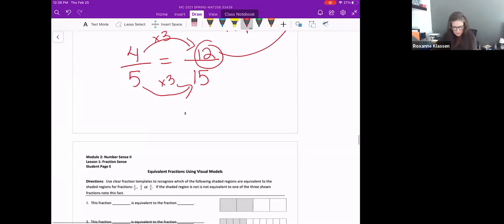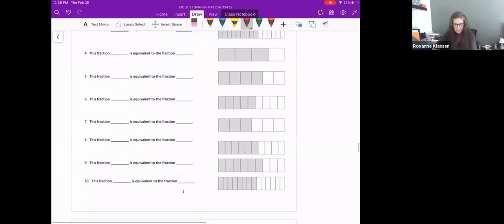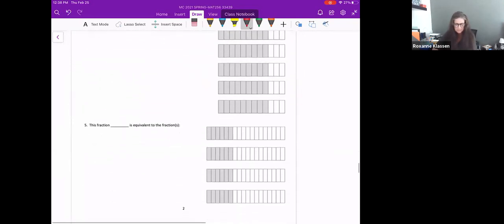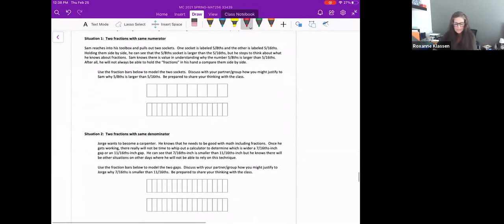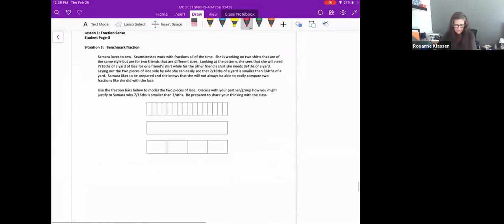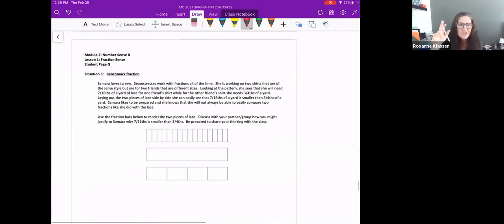Okay, notice this goes on and talks about equivalent fractions here, and it even gives you some scenarios of same denominator, same numerator. So those would be kind of fun if you need those. The one we didn't talk about the other day was benchmark fractions. Larger than a half, smaller than a half. That's a really nice way to compare fractions, right?